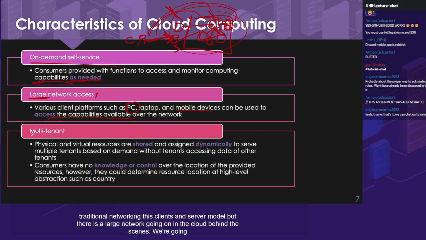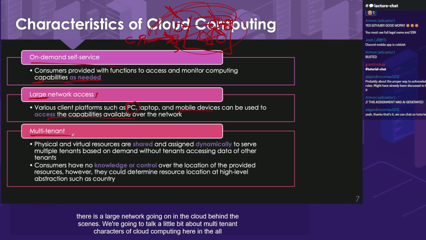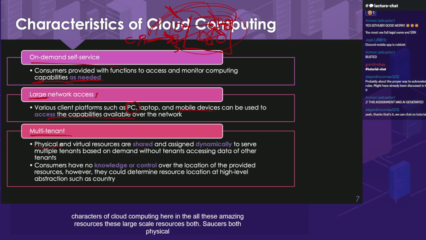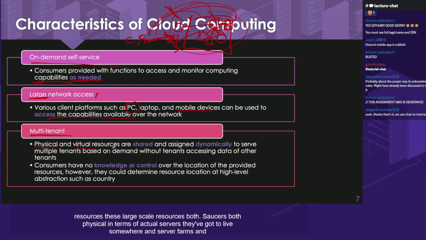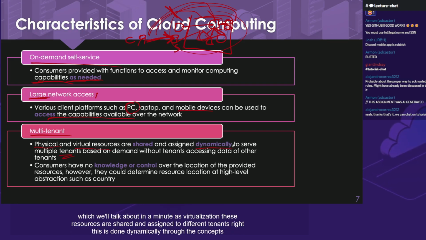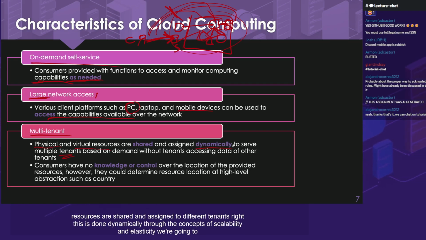We're going to talk a little bit about multi-tenant characteristics of cloud computing here, in that all these amazing resources, these large-scale resources, both physical in terms of actual servers, they got to live somewhere in server farms, and virtual resources, which we'll talk about in a minute as virtualization. These resources are shared and assigned to different tenants, right? This is done dynamically through the concept of scalability and elasticity. We're going to talk about elasticity and scalability next week.